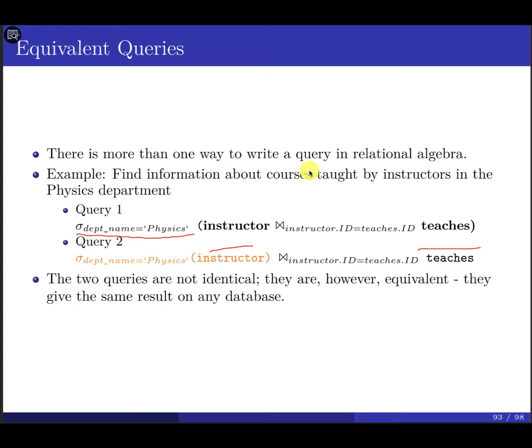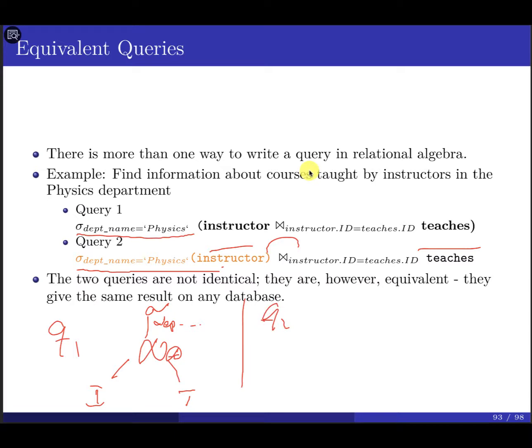This is one way. Another way to do that: first, I need to select all the tuples with department name equal to physics from the instructor. Then after that, I perform the natural join. So if you look at the second one, let me show you the first one first. Instructor and teaches, theta join based on the condition, then after that selection on department equals something. This is query 1.